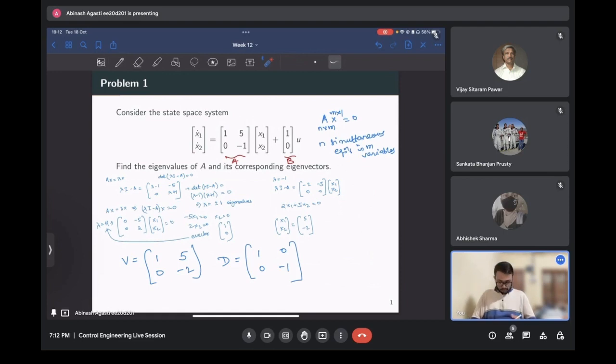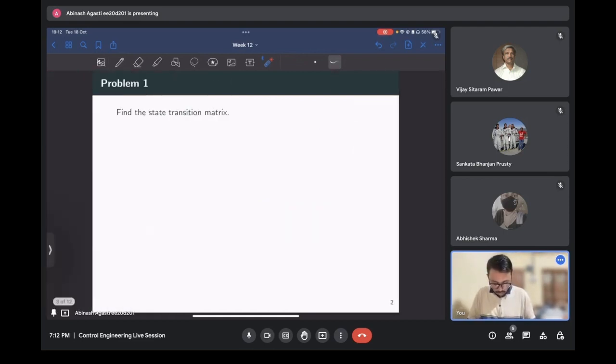No doubts? Okay. Now we want to find out the state transition matrix. So how do we do that? For a given matrix A, the state transition matrix, that is for linear systems, is given by e to the power At.